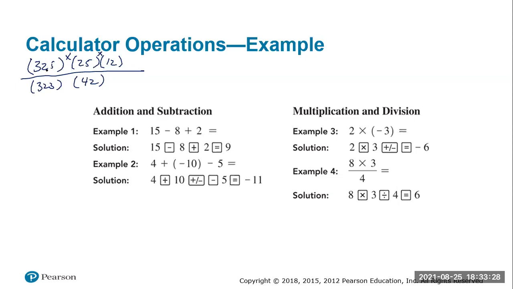So most of the time people go like 325 times 25 times 12, hit the divide button, 323, hit, and then multiply it by maybe 42 and get the answer and go, that is wrong, and not get the right answer. And that's because you do need to make sure you put parentheses as you're entering in multiple stuff.